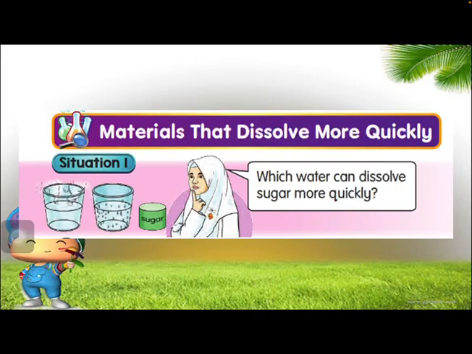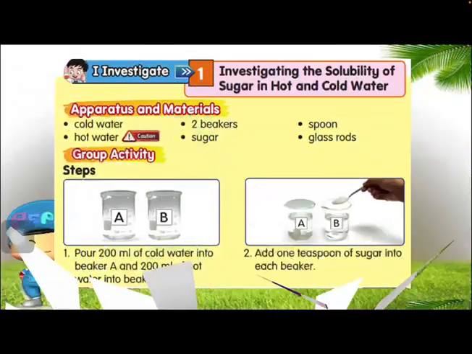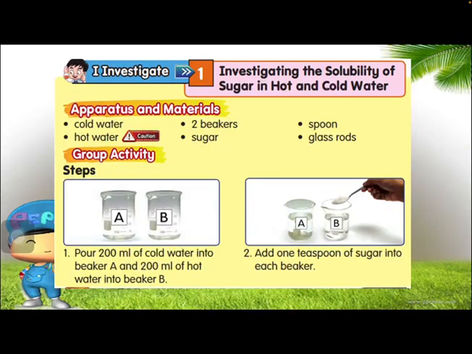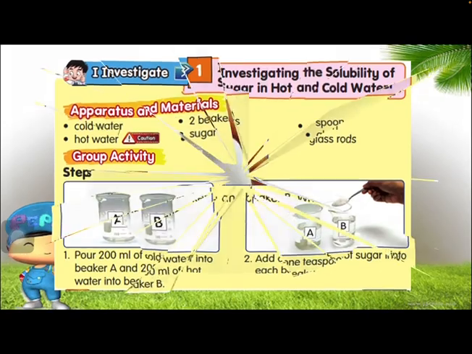Let's go to the second topic, materials that dissolve more quickly. So now we have to investigate which material dissolves more quickly. Which water can dissolve sugar more quickly? Look at situation 1. We put 200 milliliters of cold water into beaker A and 200 milliliters of hot water in beaker B. Add 1 teaspoon of sugar into each beaker.